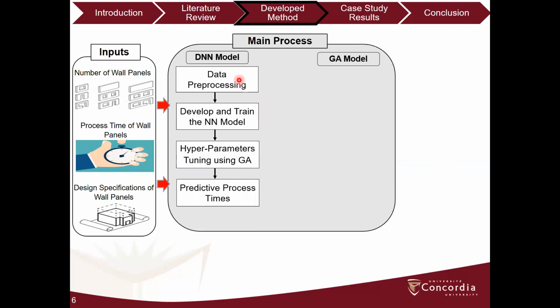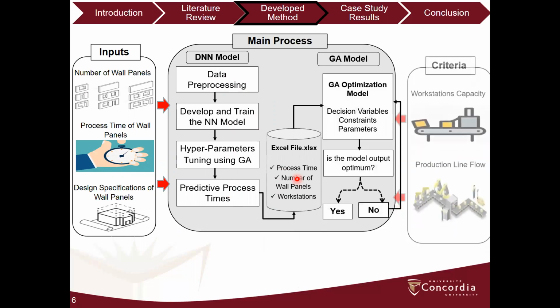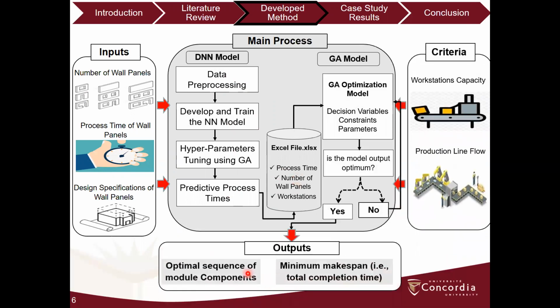Later, data pre-processing was performed to clean the data, followed by the development of DNN model and hyperparameter tuning using GA, which resulted in the predictive process times of module components at each workstation. These process times of module components were used as an input in the scheduling optimization model, whose objective is to find an optimal sequence of module components in order to minimize the makespan.